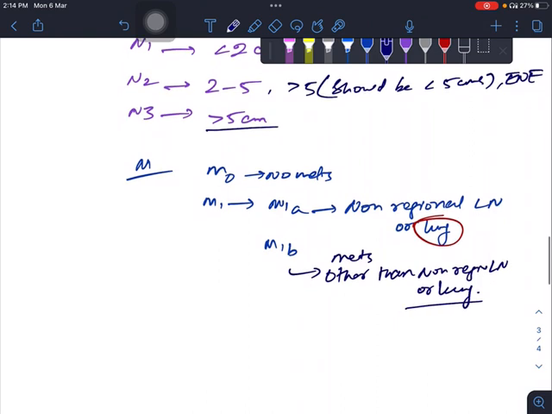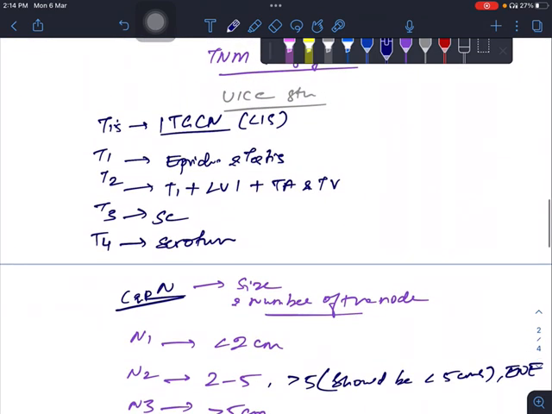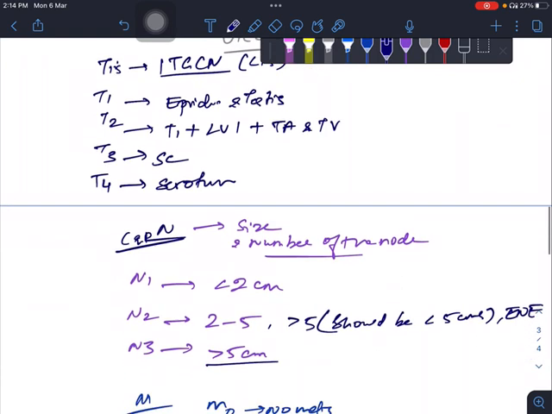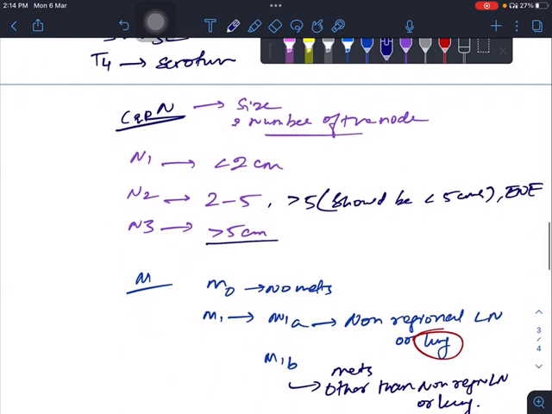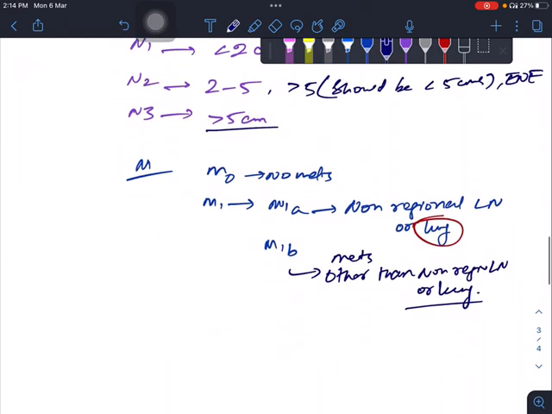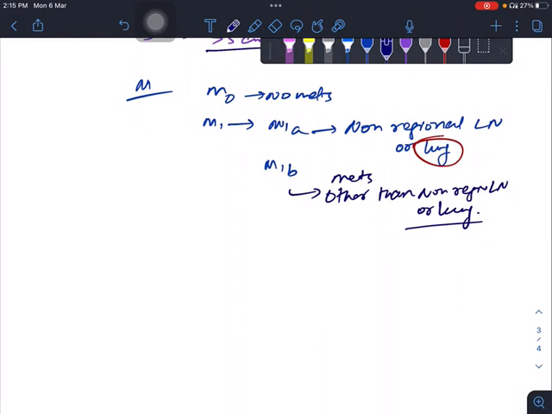Okay. So we have seen the TNM classification. In the TNM classification, you should know about the T stage and the N stage. N stage is nothing but less than 2, 2 to 5, and more than 5. And M staging, M1A and M1B. M1A is the lung metastasis. Okay. Then comes the serum marker staging.